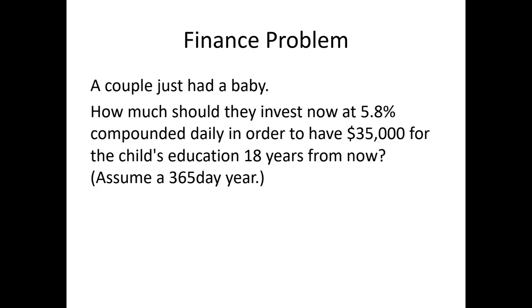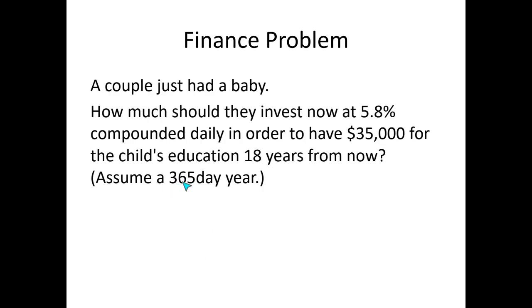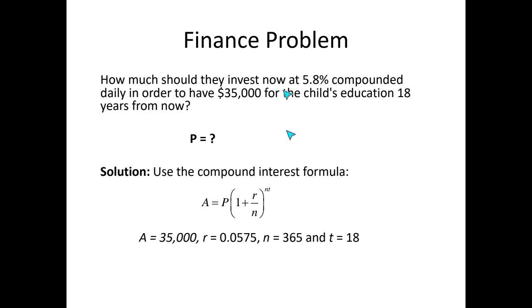So here's another problem. A couple just had a baby. How much should they invest now at 5.8% compounded daily in order to have $35,000 for the child's education 18 years from now? Assume 365 days in the year. Again, we just have to be careful here because sometimes banks will use 360.